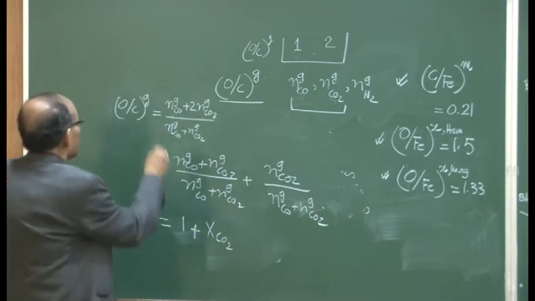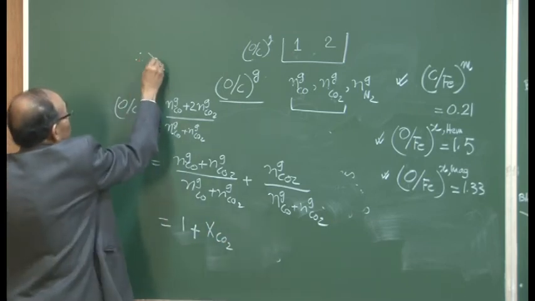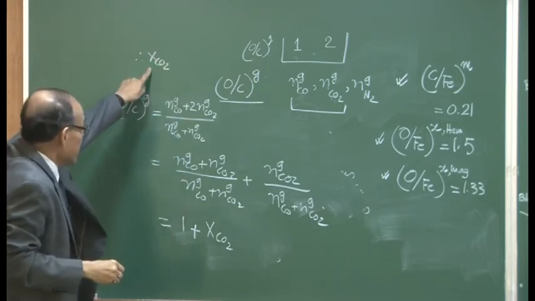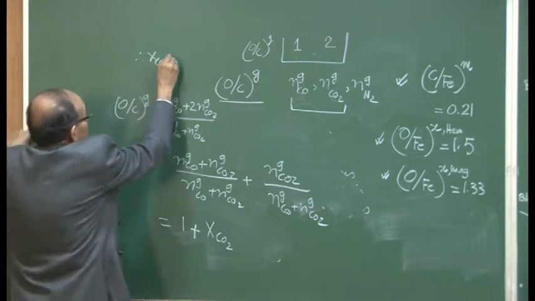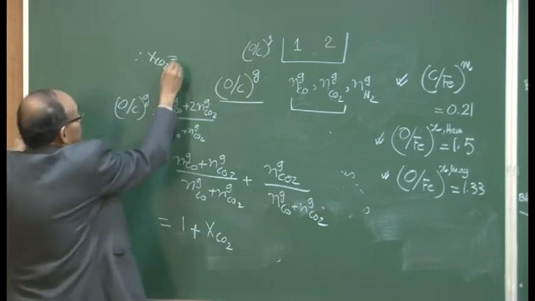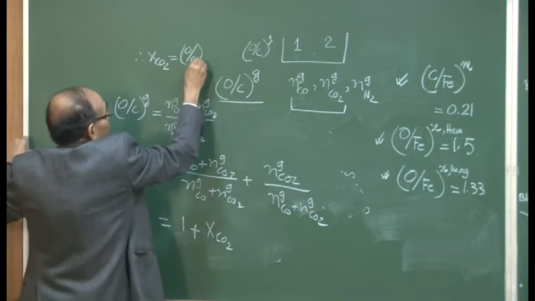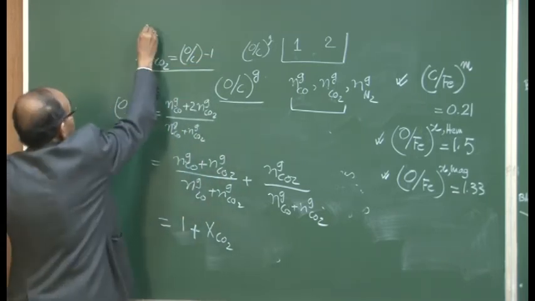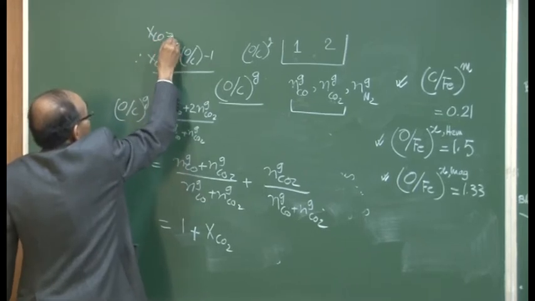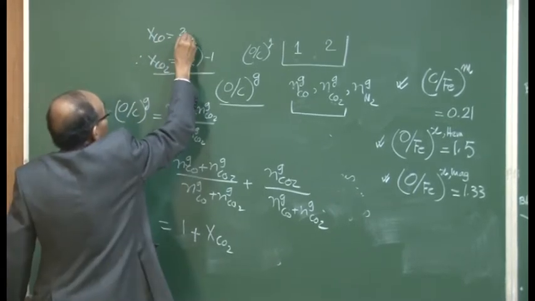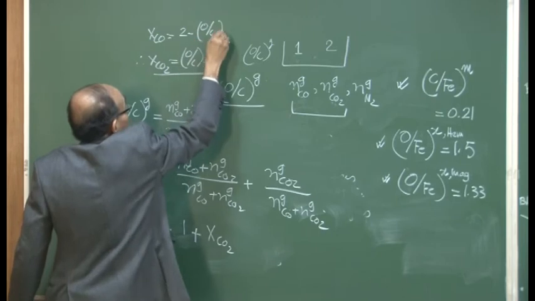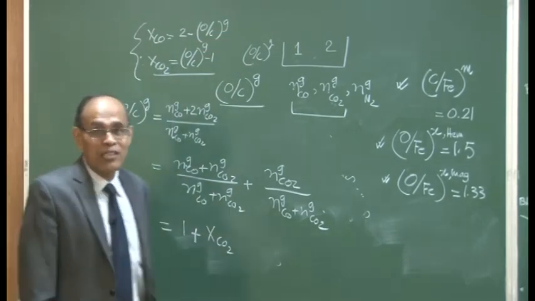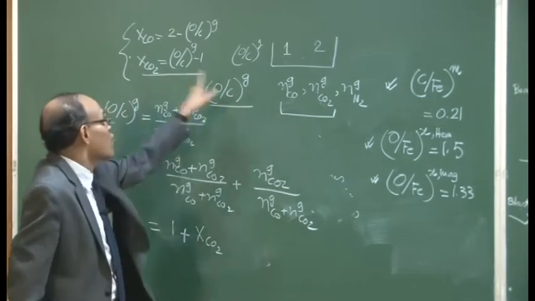Therefore, we arrive at a formula for the gas composition: xCO2, the mole fraction of carbon dioxide in the carbonaceous portion of the top gas, is nothing but O by C of the gas minus 1, and one can show that xCO is very easily 2 minus O by C. These relationships are very important to translate the O by C ratio of the top gas.